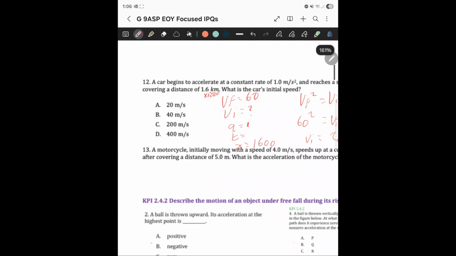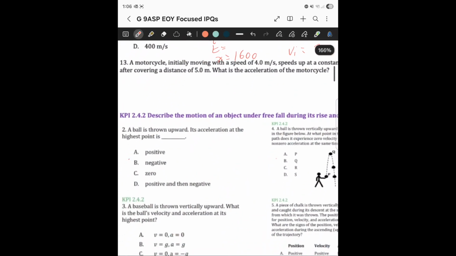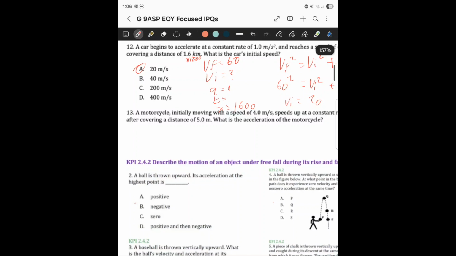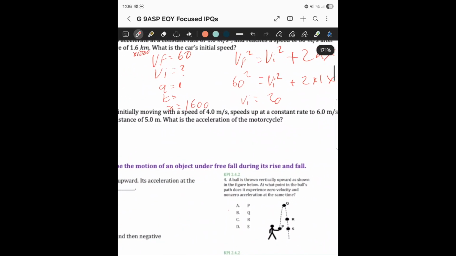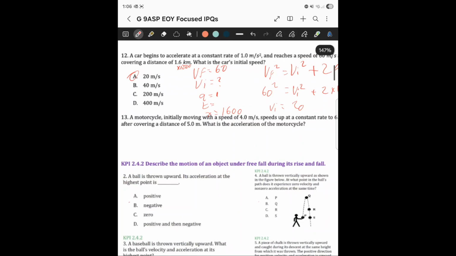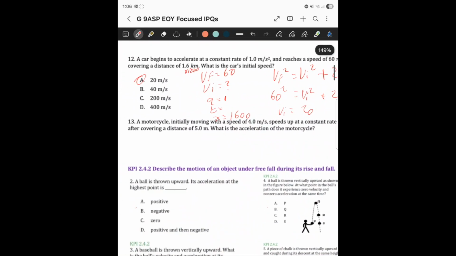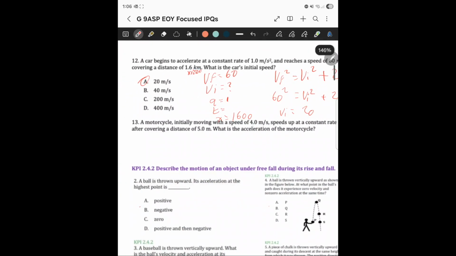So we will write 20. Where is the option for 20? A is the answer for 20. Very good. And one more question before I move over. Free fall is the next topic, so I'll finish off with this one. A motorcycle initially moving with this speed speeds up at this rate over that distance. What is the acceleration? So it looks like it's the same formula again, isn't it?